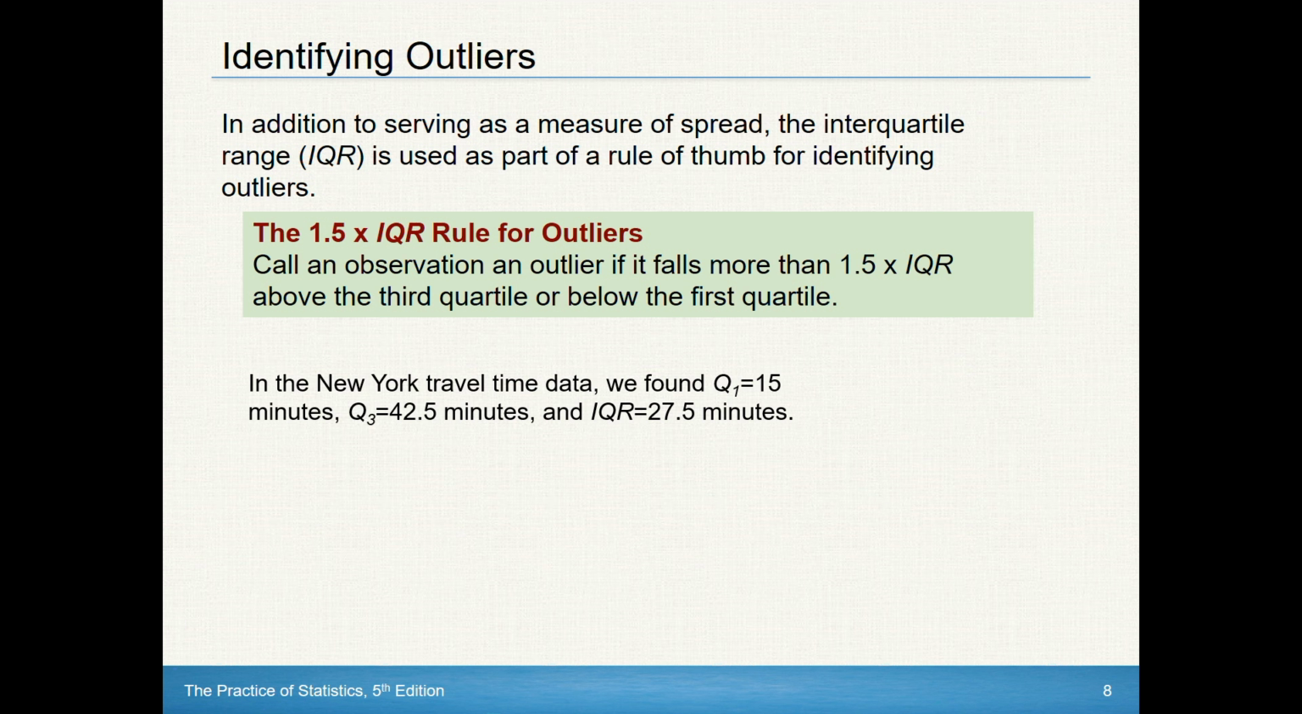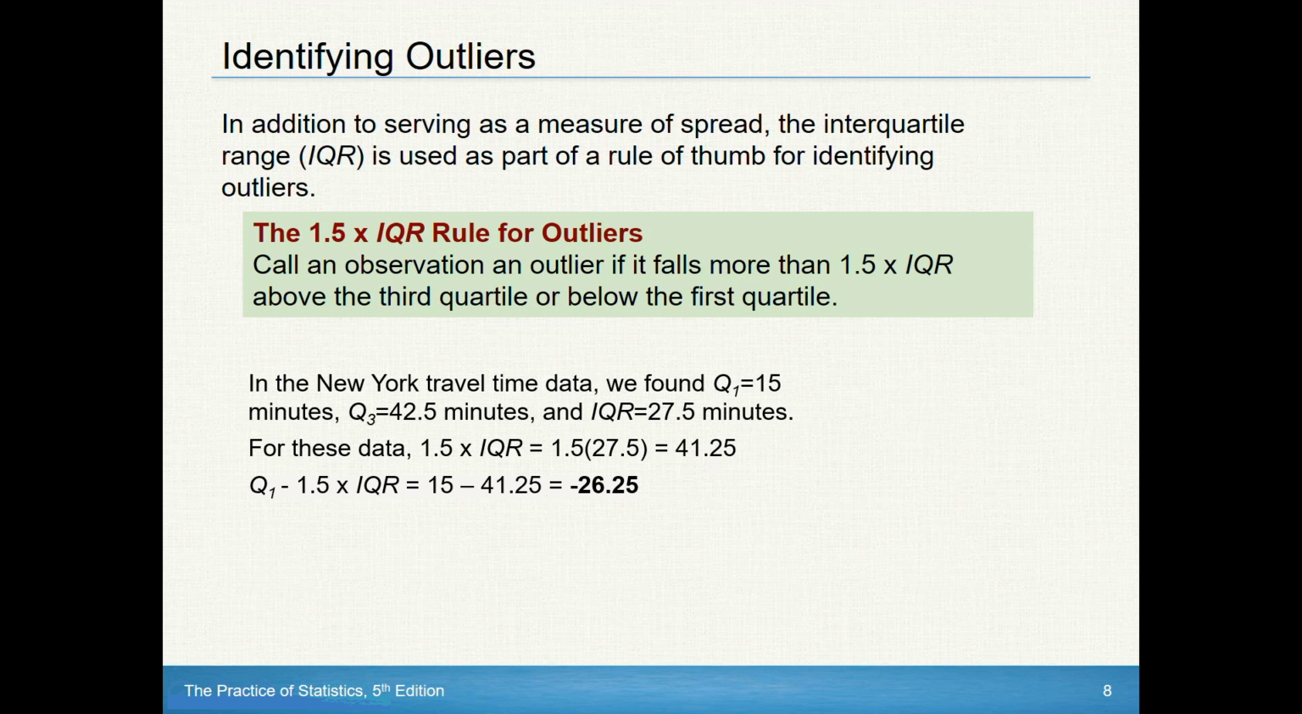Now in our travel time example, the IQR was 27.5 minutes. We just found that. If I multiply that by 1.5, I get 41.25 minutes. Now I'm going to subtract it from the first quartile, which was 15, and get negative 26.25 minutes. Clearly, that lower fence is going to be well beyond any data point that we have, because we can't have negative travel times. It doesn't make sense.